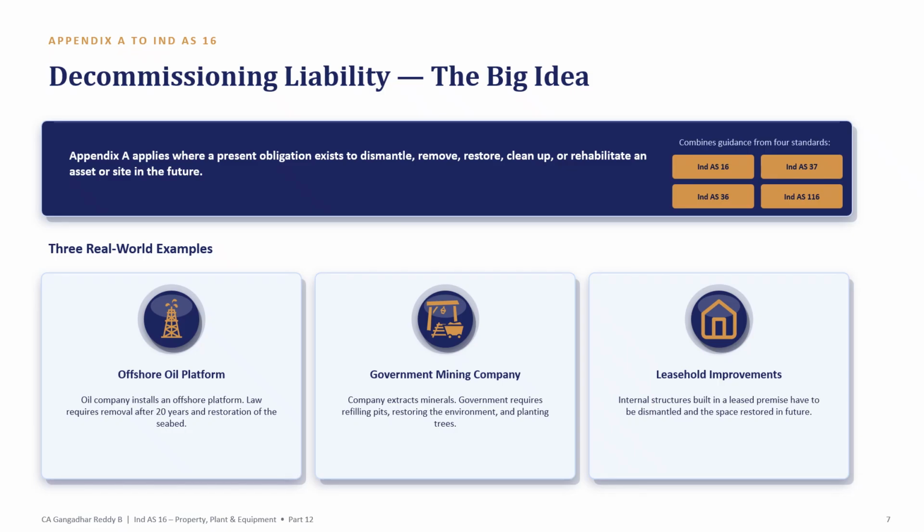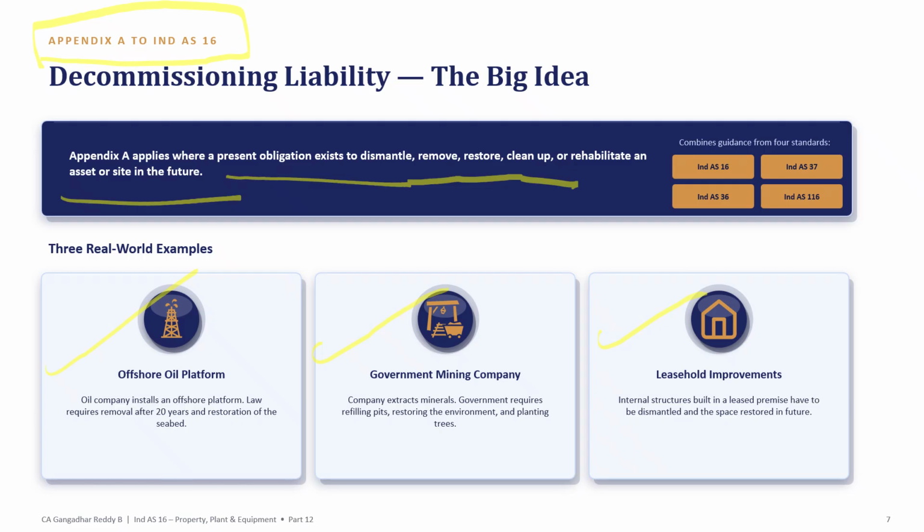Mainly, Appendix A to IND AS 16 was introduced because of the decommissioning liability. The big idea is that Appendix A applies where a present value exists to remove, restore, clean up or rehabilitate any site or asset in the future. In the previous class I explained examples like the oil platform, government mining company and leasehold improvements.